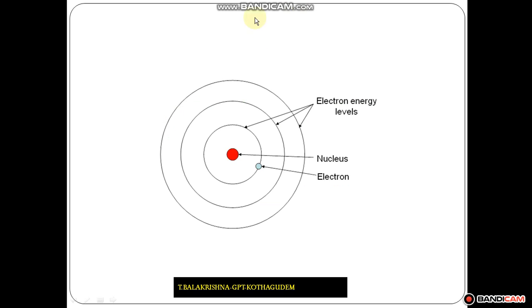Next, every orbit is associated with a definite amount of energy, so that orbit is called an energy level. As long as the electron revolves in this orbit, it does not radiate energy. So the energy of the orbit is stable. So that orbit is called a stationary orbit or energy level.